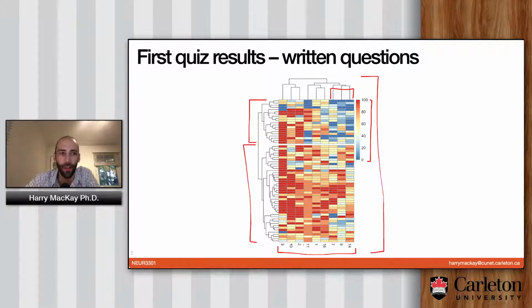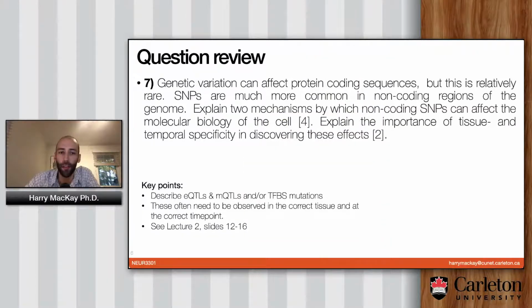So first we have question 7. This question asks: genetic variation can affect protein coding sequences, but this is relatively rare. Remember, SNPs that are in exons are comparatively rare compared to SNPs that are somewhere else. SNPs are much more common in non-coding regions of the genome. Explain 2 mechanisms by which non-coding SNPs can affect the molecular biology of the cell. 4 points. Explain the importance of tissue and temporal specificity in discovering these effects.